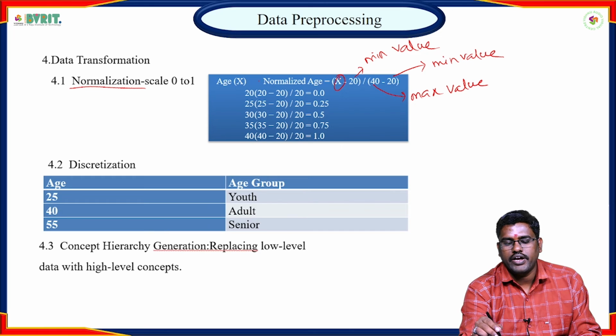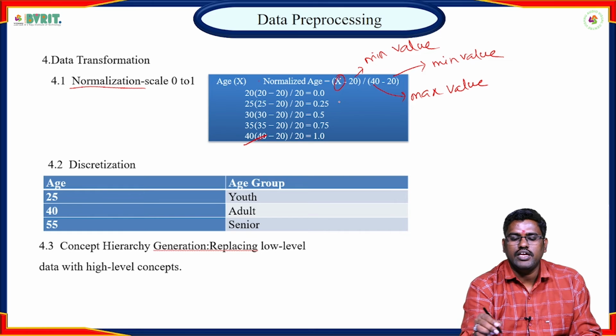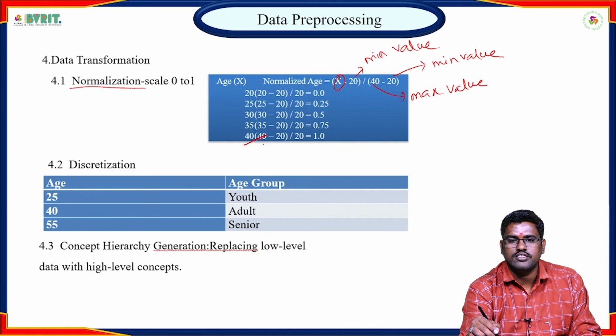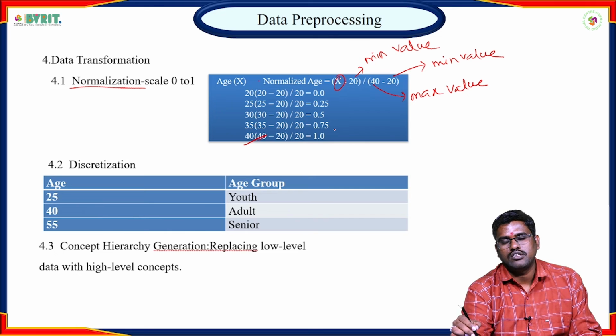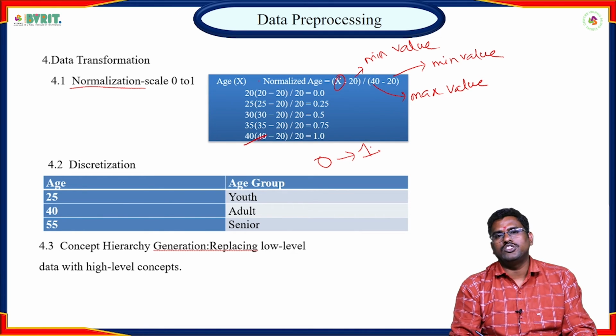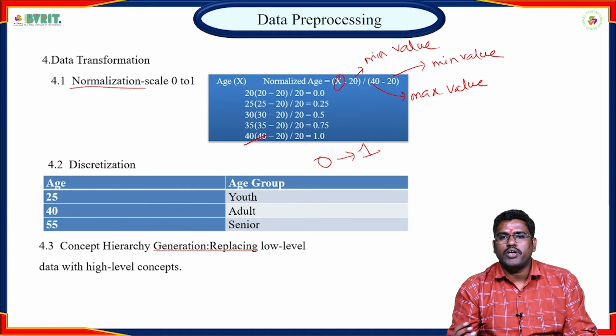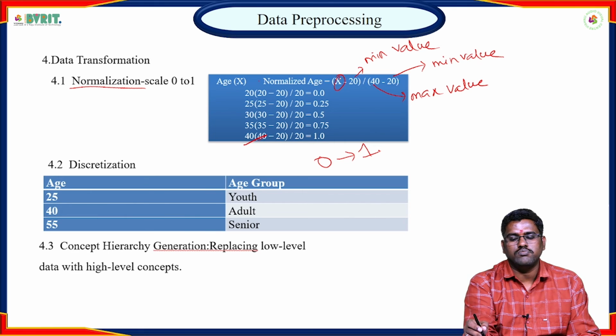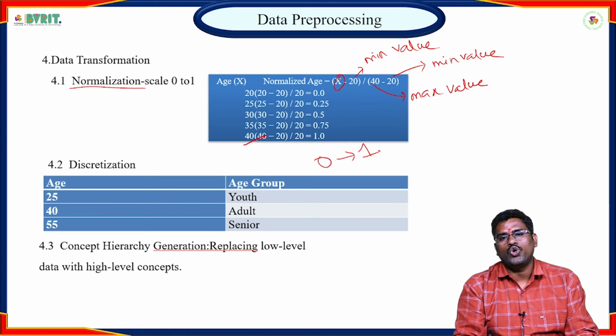Our attributes are 20, 25, 30, 35, 40. The minimum value is 20 and the maximum value is 40. We substitute into this formula, converting the given values, all the ages, into 0 and 1 format: 0, 0.25, 0.5, 0.75 and 1.0. The value lies between 0 and 1 only. This conversion is called normalization. Transformation means the given numbers are converted into a suitable format, and that suitable format has different forms. Normalization means the given values are converted into 0 and 1 format.